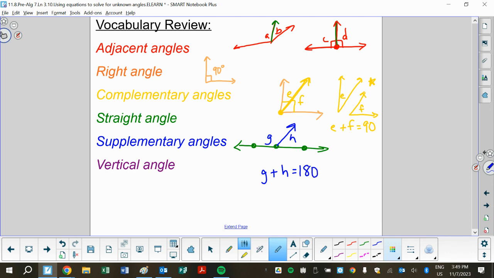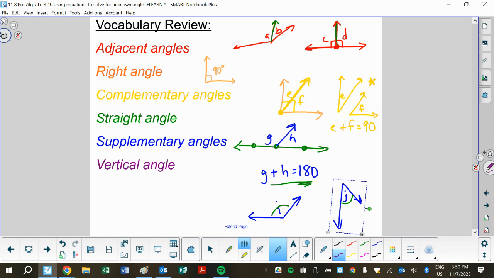Now again, if I may re-emphasize what I said before, two angles do not necessarily need to be adjacent to be supplementary. In fact, I could even rotate this guy. Angle I and angle J are still supplementary. Why? Because if you took out a protractor and you added up the measure of angle I and the measure of angle J, it's still going to equal 180 degrees.